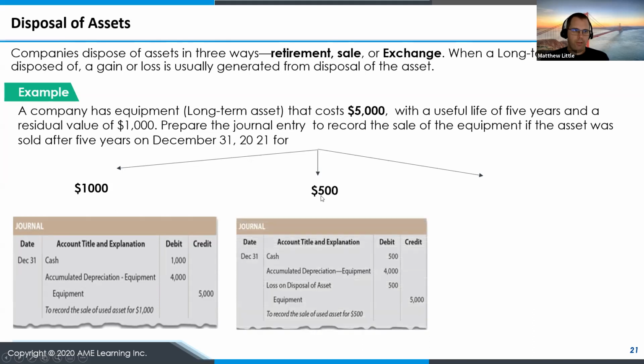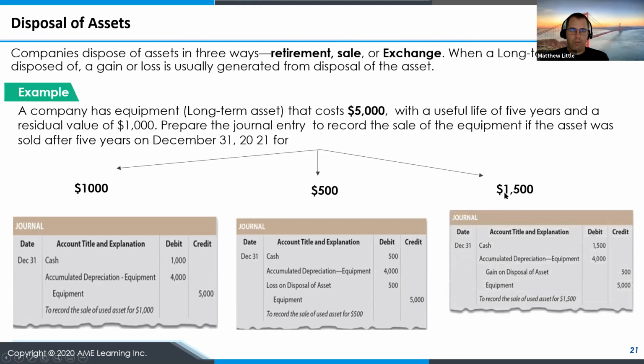If we sold it for $500, we would have a loss. On our books, it says it has a net book value of $1,000. We still get rid of the equipment of $5,000, still clear out the accumulated depreciation of $4,000, record the cash received, debit for $500, but we have a loss, so we need to record the loss on disposal of asset in order to balance this transaction. Any loss on disposal of asset will hit our income statement, typically under other income or expenses at the bottom.